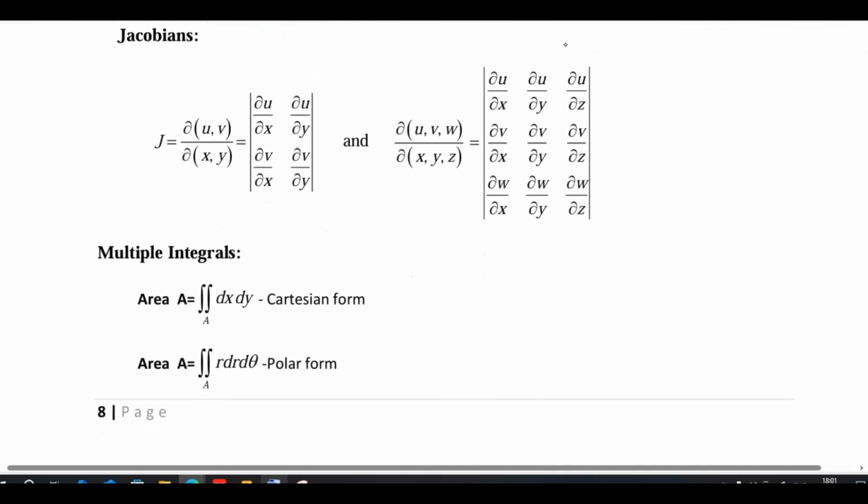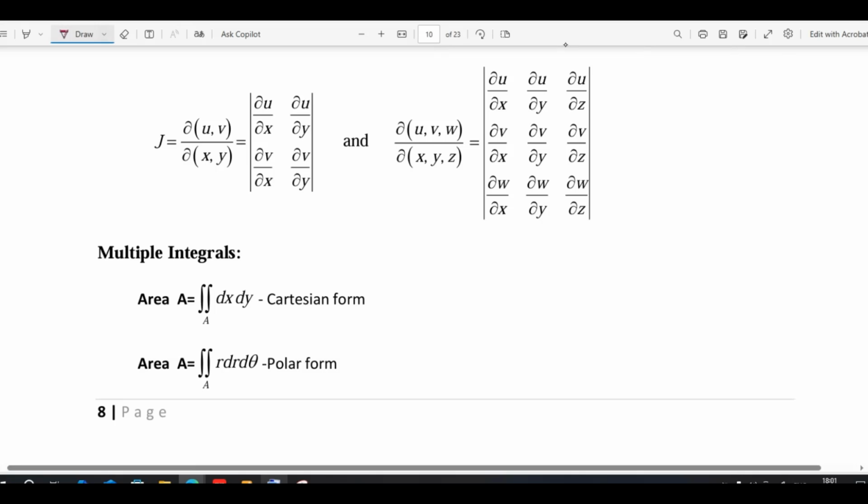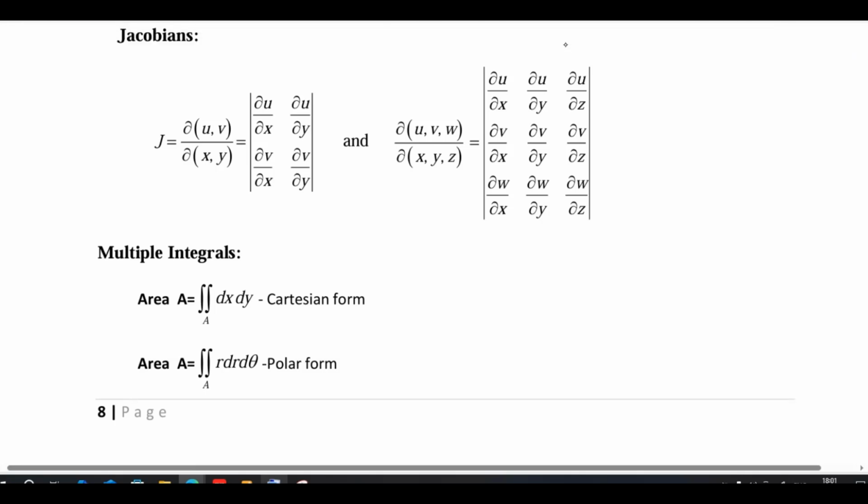What is a Jacobian? We have two formulas here. Jacobian J is equal to ∂(u,v) divided by ∂(x,y). You can write it as the determinant with rows ∂u/∂x, ∂u/∂y and ∂v/∂x, ∂v/∂y. Then ∂(u,v,w) divided by ∂(x,y,z) can be written as the determinant with rows ∂u/∂x, ∂u/∂y, ∂u/∂z, then ∂v/∂x, ∂v/∂y, ∂v/∂z, then ∂w/∂x, ∂w/∂y, ∂w/∂z.